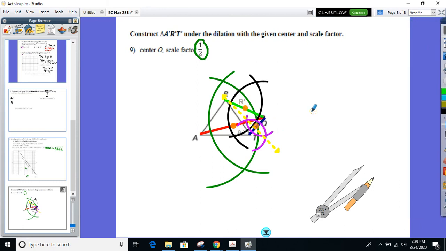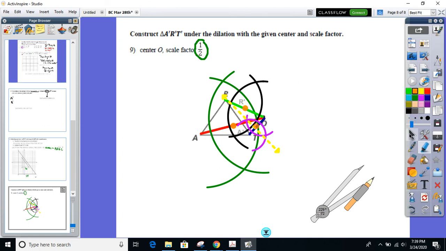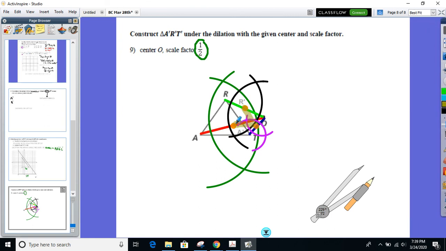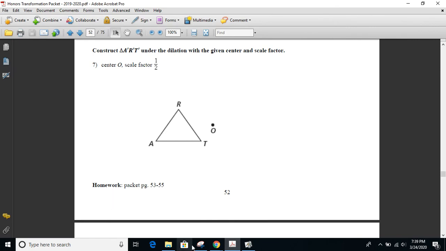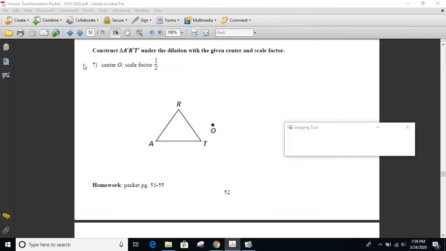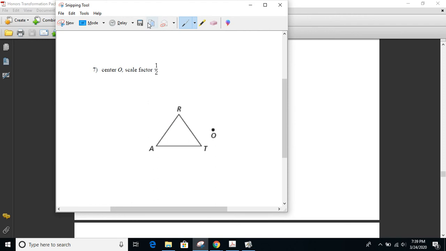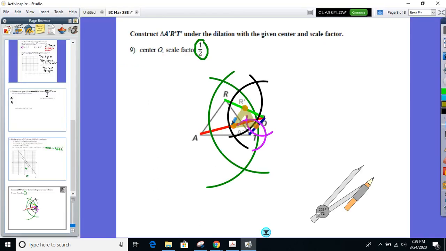Whew. All right, so let's connect this finally. So there it is, a smaller triangle getting closer to O. Now you can put your compass and your straightedge down. I do want to do something else here, and that is what happens if it's getting further away.